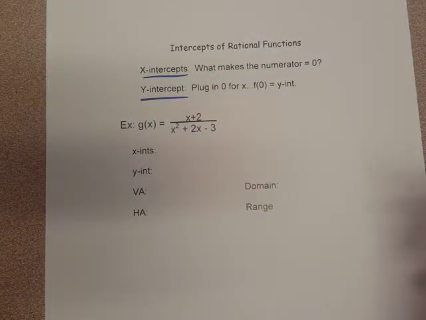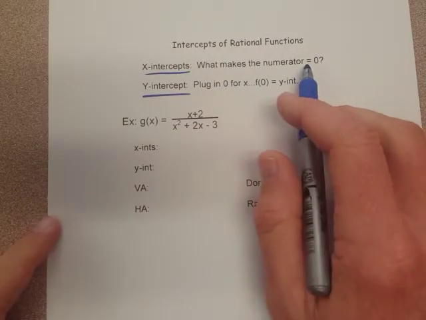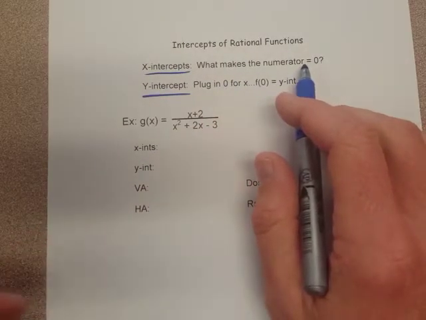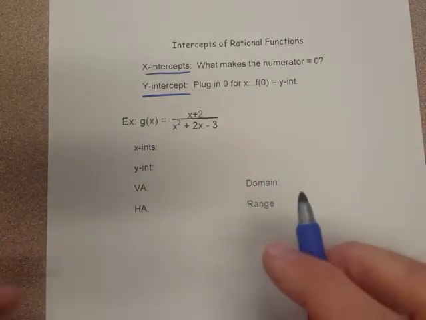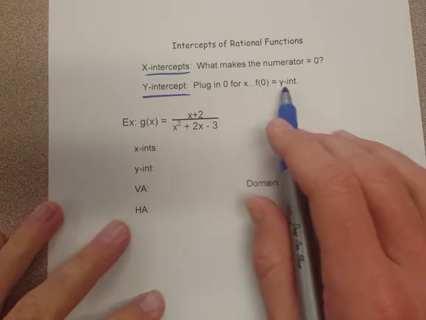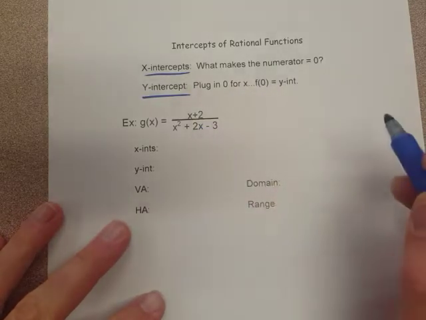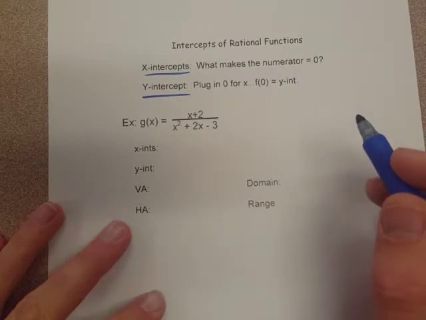So the way we find these in any case is we're going to make the numerator equal to 0 for the X-intercepts. So we'll be looking at that in this particular example here, and then for the y-intercept we're just going to plug 0 in for any of the x values that you see. So we'll do that with this example, and I'll show you how that all works.